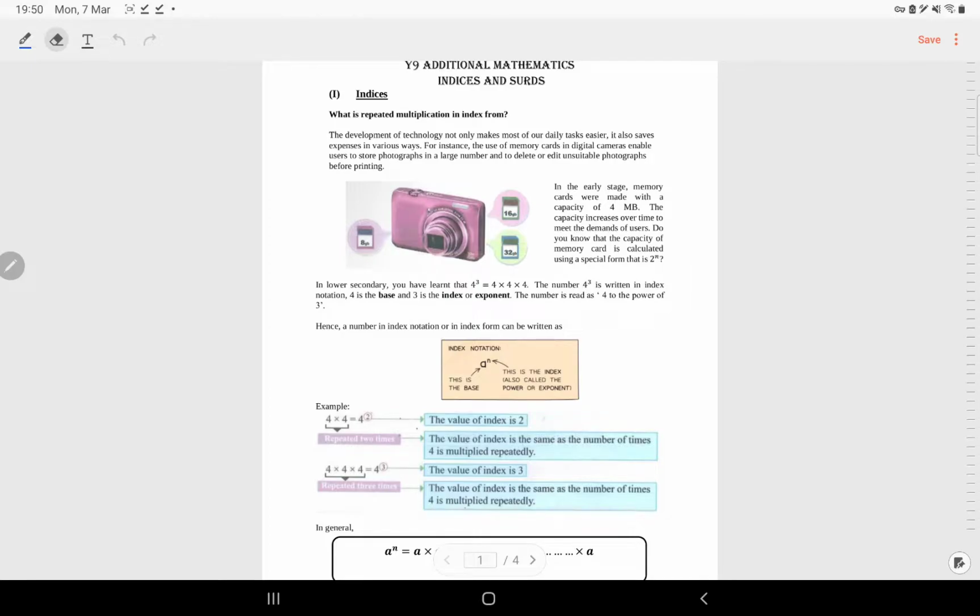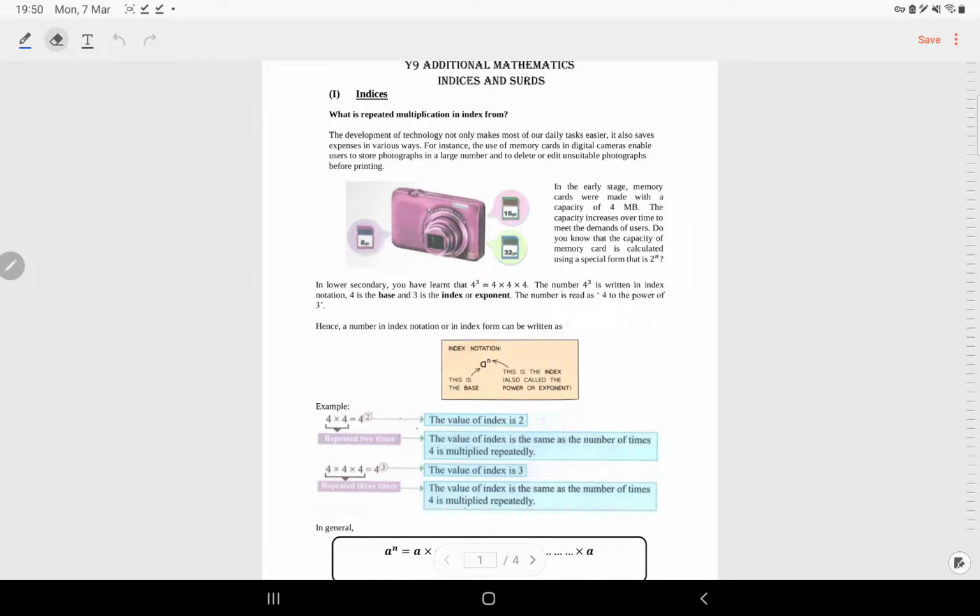So indices, I believe you all have learned indices before, especially the basic laws of indices. But in upper secondary, you will come across indices that involve multiplication, division of the same base, and also mixed bases, and how to simplify indices, changing it to the same base or common power.